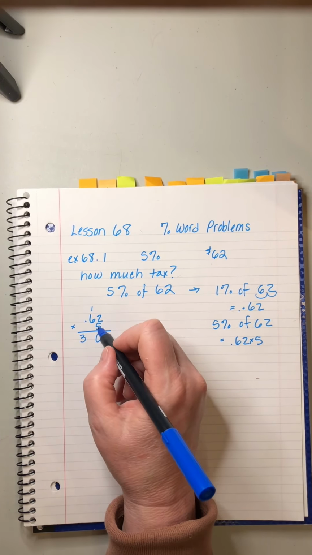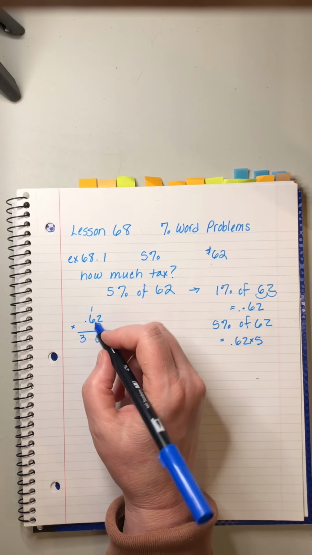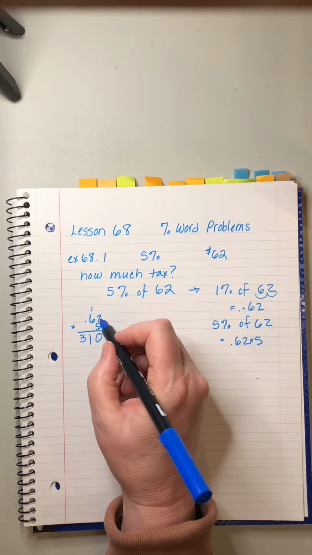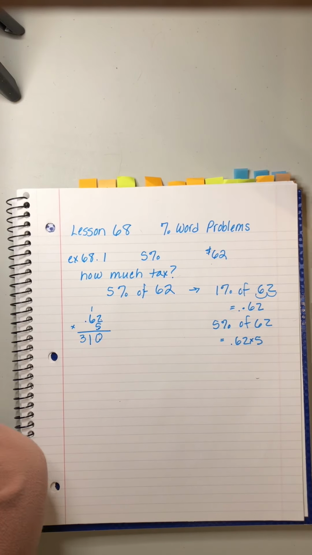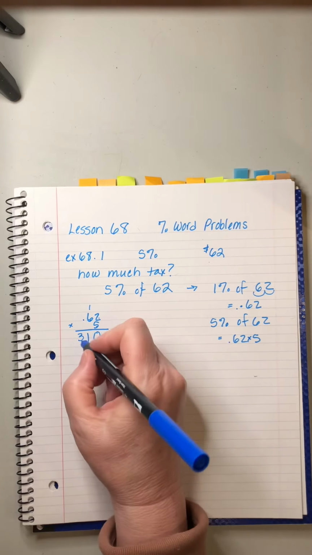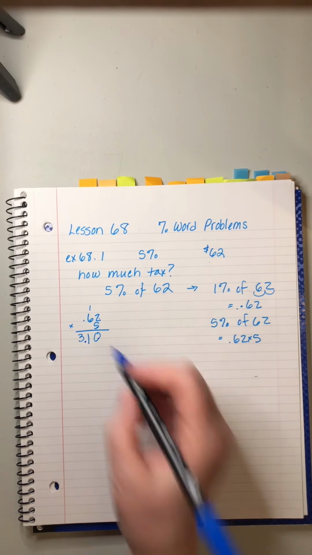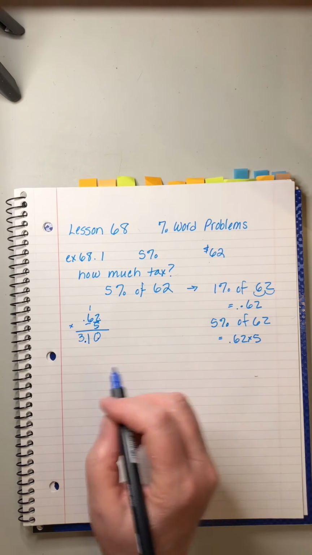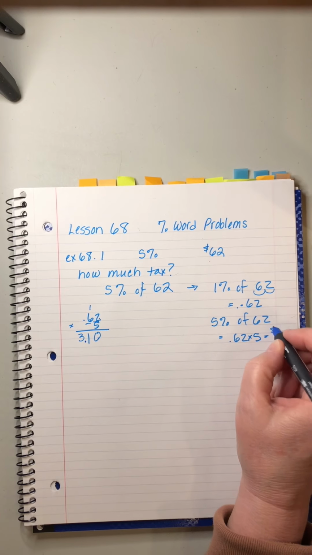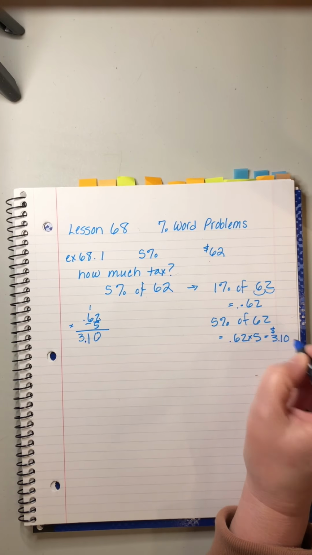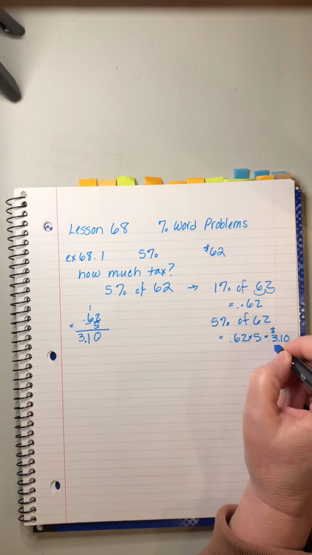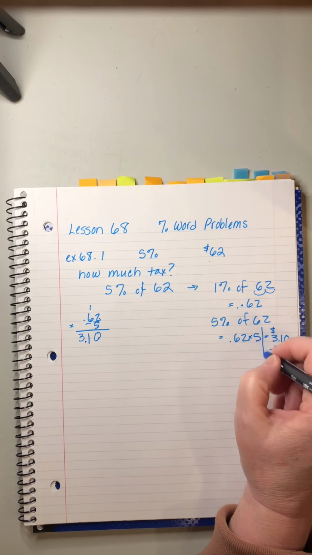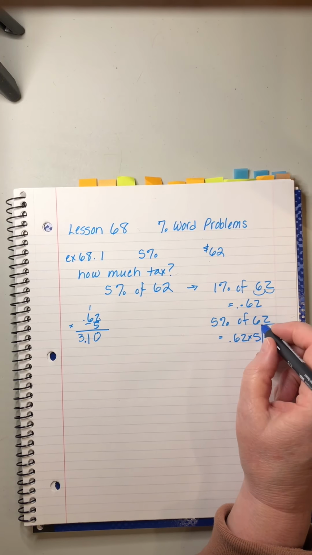Wait, I mixed that up. Oh no, I didn't. 1, 2. 1, 2. Right? 2 places go behind the decimal. So the amount of sales tax that our boy had to pay was $3.10. $3.10 is the tax. A word problem deserves a word answer.